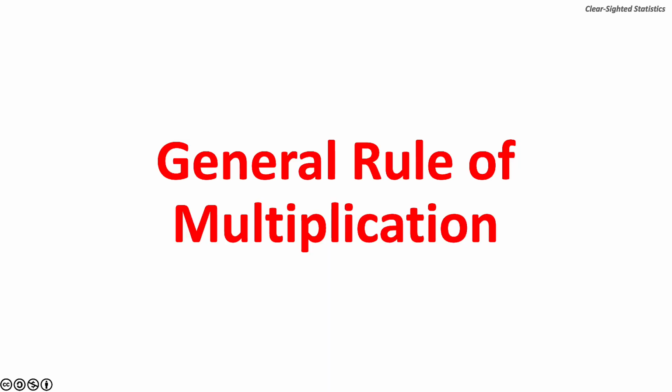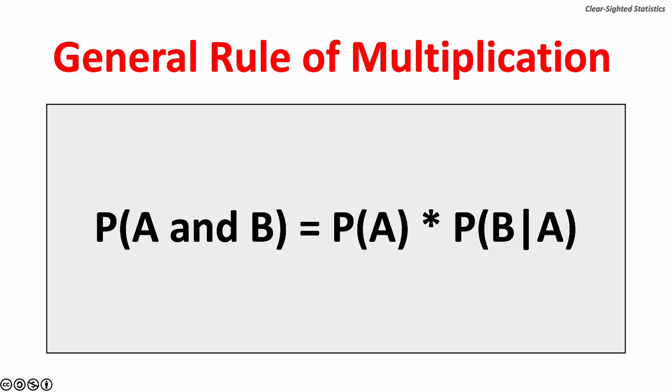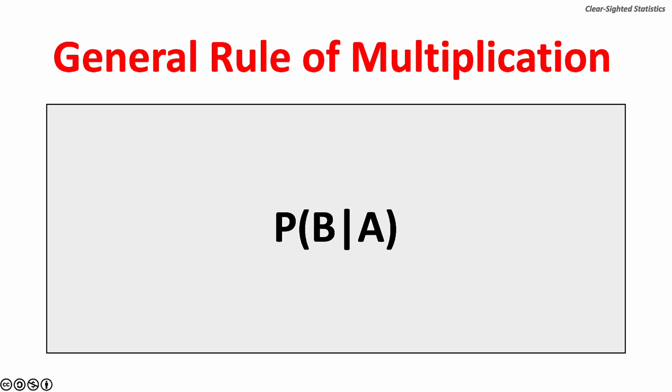We will now turn to the general rule of multiplication. The general rule of multiplication applies to the probability of two or more dependent events. The general rule of multiplication is written as the probability of A and B equals the probability of A times the probability of B given that A has happened. P(B|A) is read as the probability of B given that A has happened.